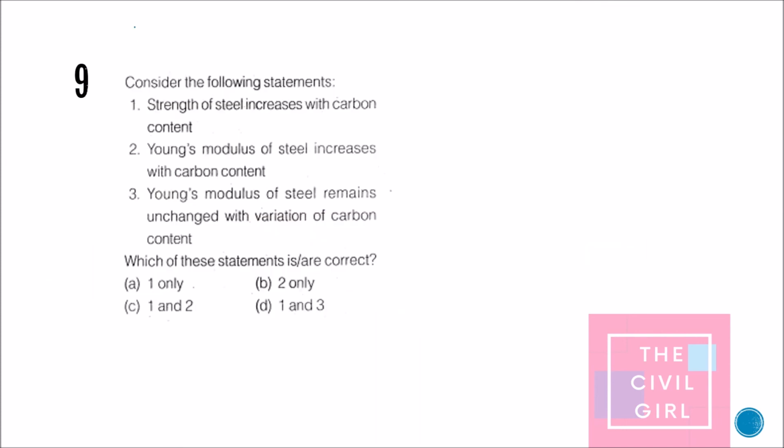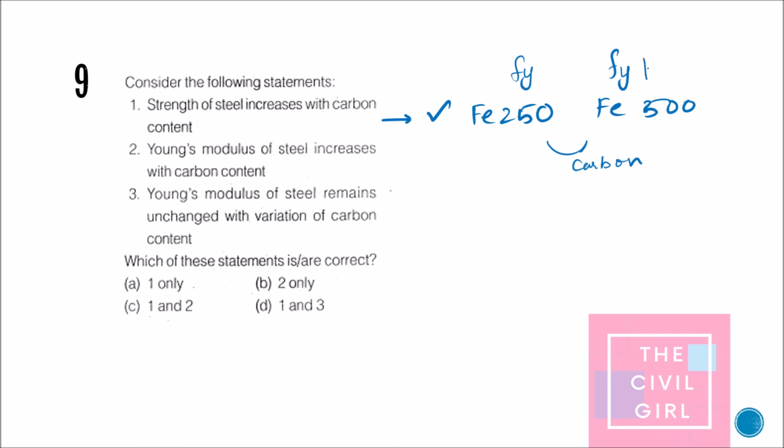Next question: consider the following statements. Strength of steel increases with carbon content. Is it true? Yes, it is true. If we take Fe250 and Fe500, the difference is the carbon content in them. Because of the increased carbon content, the yield strength of Fe500 has increased. So this one is true, and therefore I can eliminate this answer.